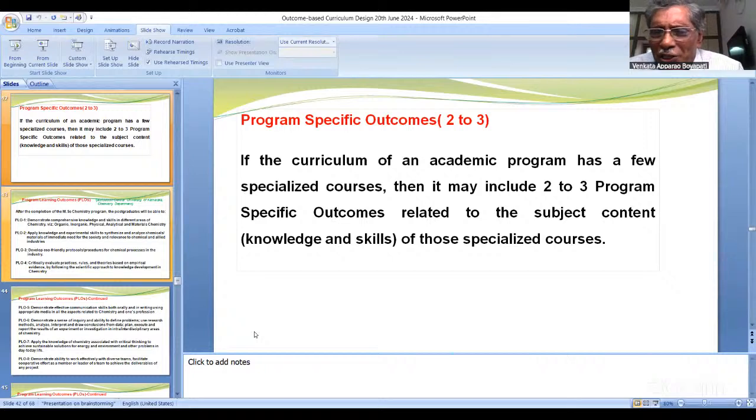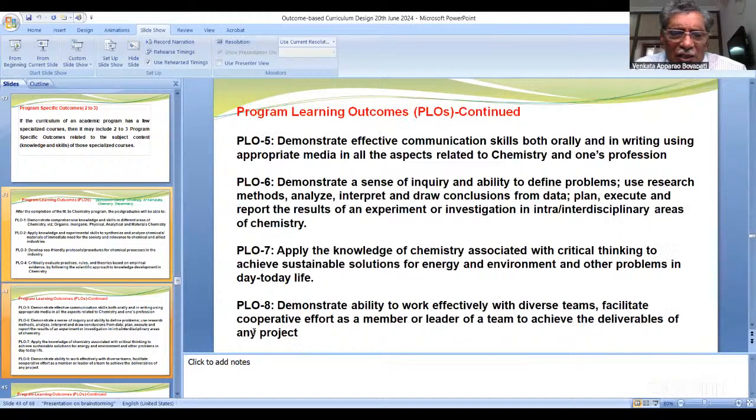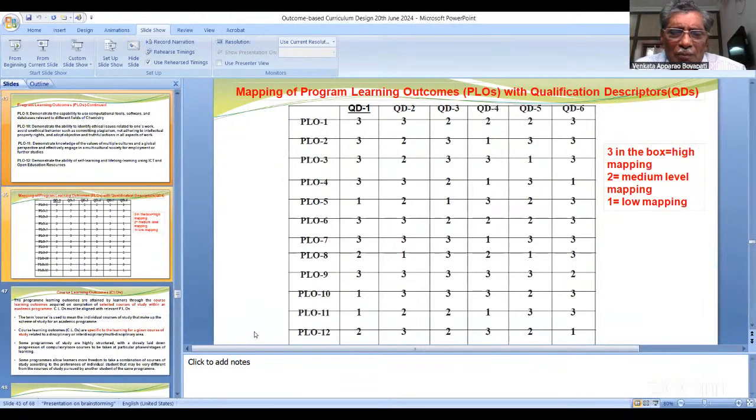NBA also mentioned in the revised guidelines 2 to 3 program-specific outcomes. It is always better that every program has 2 to 3 program-specific outcomes, because NBA has fixed the program outcomes. You don't have to do anything there. Program-specific outcomes, better you have 2 to 3, right? This is an example. I am skipping the example.